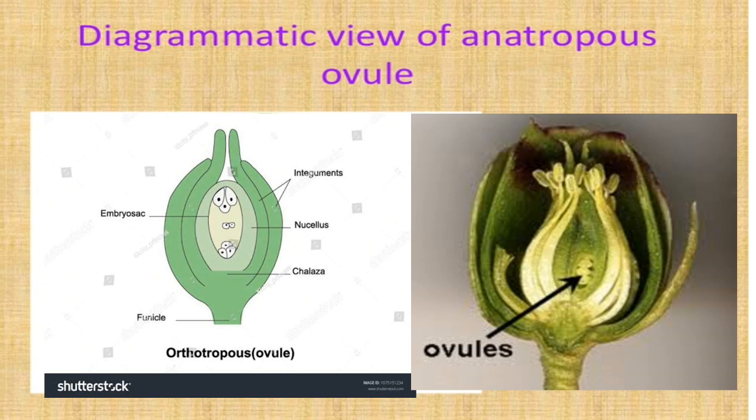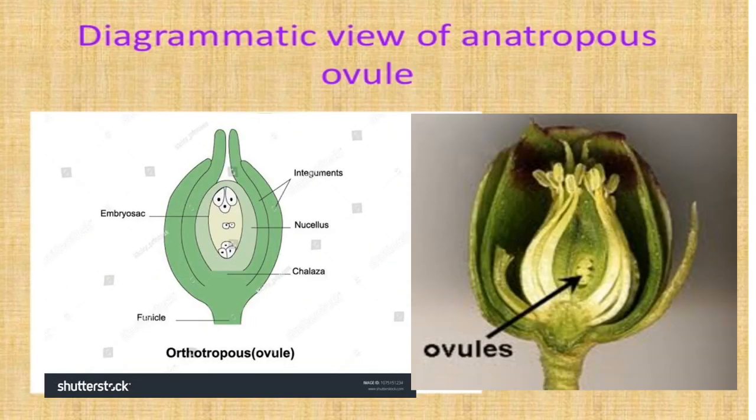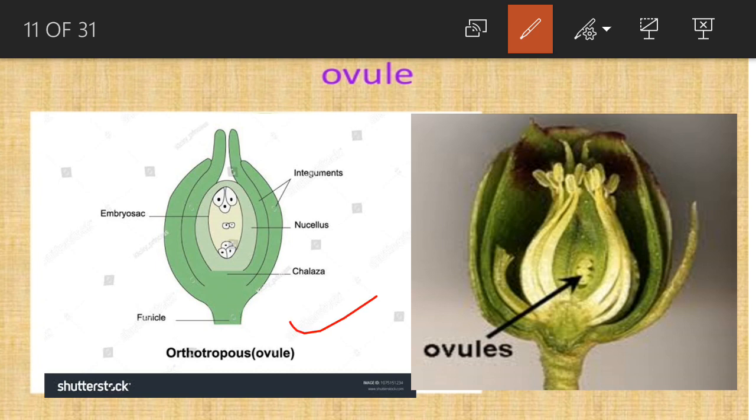So the ovule lies on the placenta. This is an orthotropous ovule, and in this case the funicle helps to attach it to the placenta. Then there is a chalazal end that is towards the funicle, and the opposite side is the micropylar end.